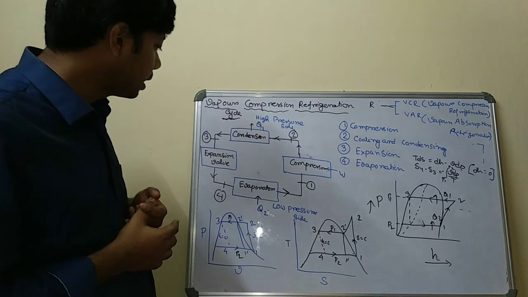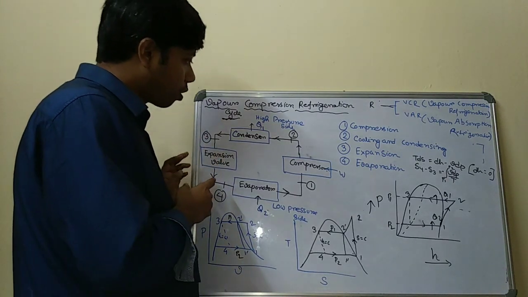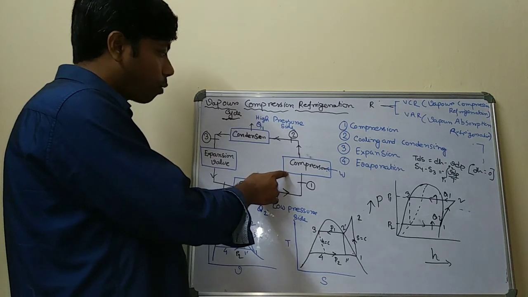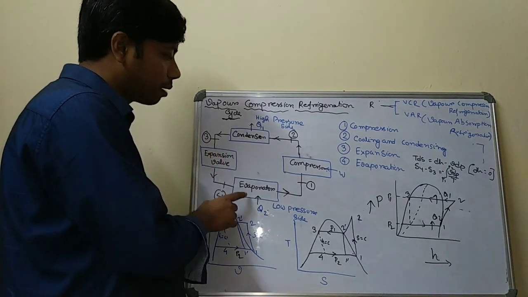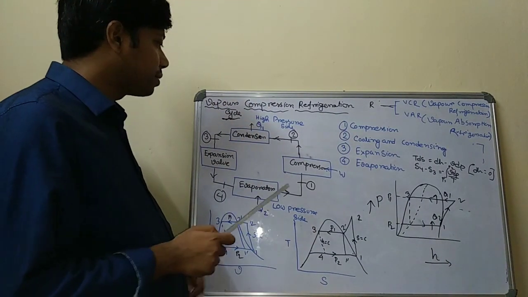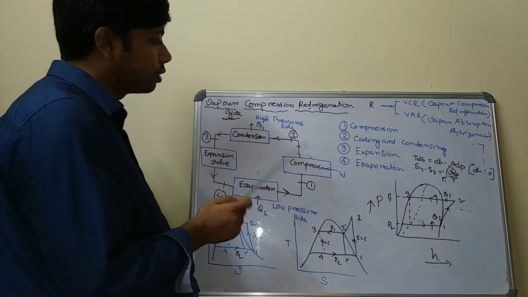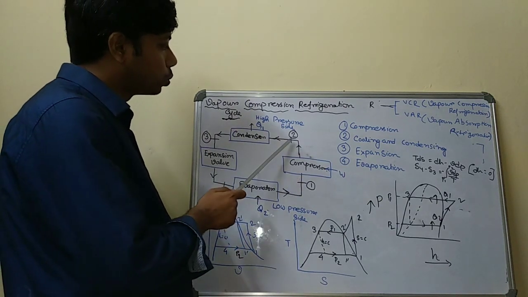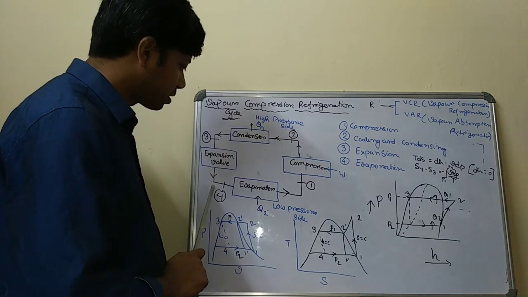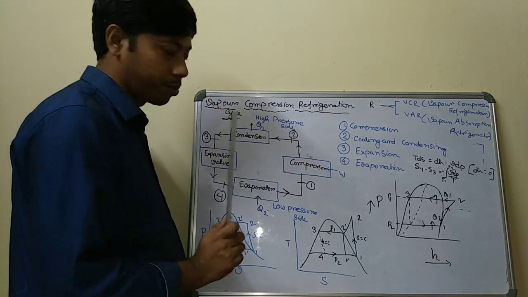Now, the VCR cycle. In the VCR cycle, the main components are the compressor, condenser, expansion valve, and evaporator. As you see in this block diagram of the refrigeration cycle, 1 to 2 is the compressor, 2 to 3 is the condenser, 3 to 4 is the expansion valve, and 4 to 1 is the evaporator.